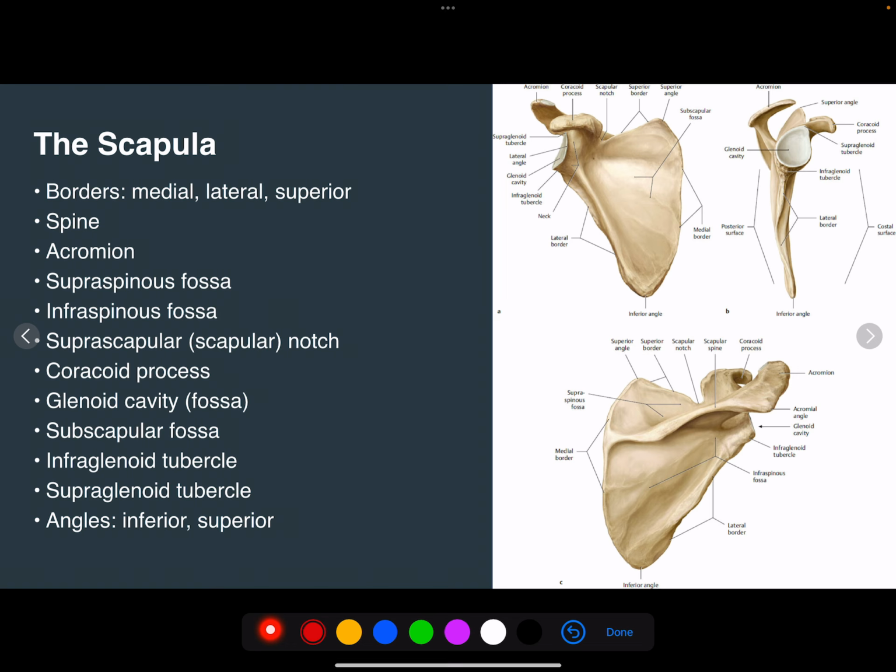So our scapula, a number of different areas here. We have our medial border, we have our lateral border, superior angle, inferior angle. We have the glenoid. That's where the head of the humerus is going to sit. We have our coracoid process, which is going to be our anterior projection, serve as a site of attachment for a number of muscles. We have our acromion, which articulates with the clavicle to form the AC joint.